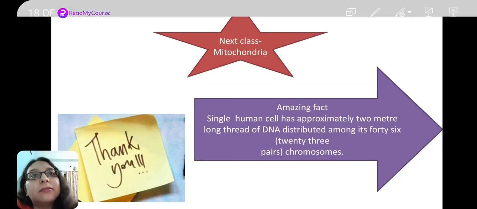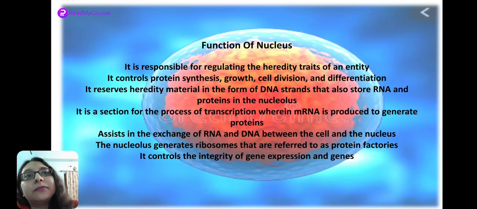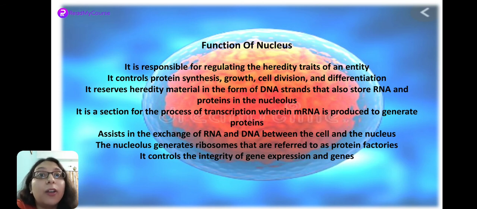Then it controls protein synthesis, it controls growth, it controls cell division. Protein synthesis, nucleolus. You remember protein synthesis happens in the nucleolus. Then growth. Why? Because it divides, right? Then cell division. Yes, it divides. That is why. Differentiation. Okay.